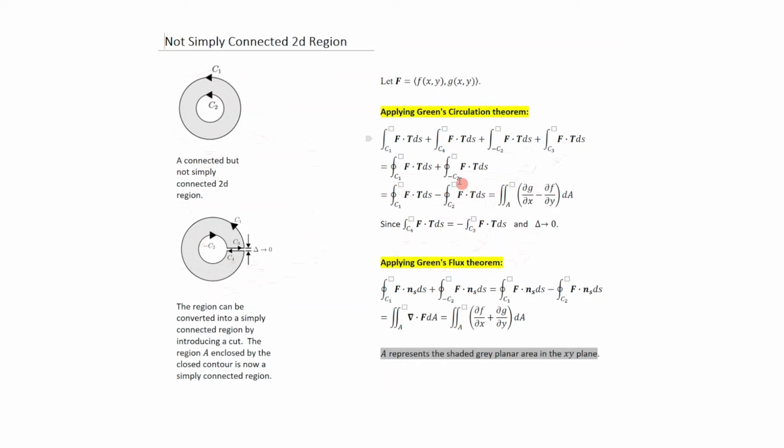Now, you can also change this around. For instance, minus C2 is clockwise. If you were to make this counterclockwise, then you could do it, but that would introduce a minus sign here.